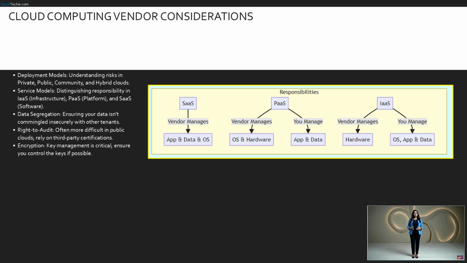This visual comparison clarifies responsibilities. In SaaS, the vendor manages almost everything: app, data, OS. In PaaS, the vendor manages the OS and hardware, while you manage the app and data. In IaaS, the vendor manages only the hardware, leaving the OS, app, and data to you. Understanding where the line is drawn is crucial for assigning security controls.